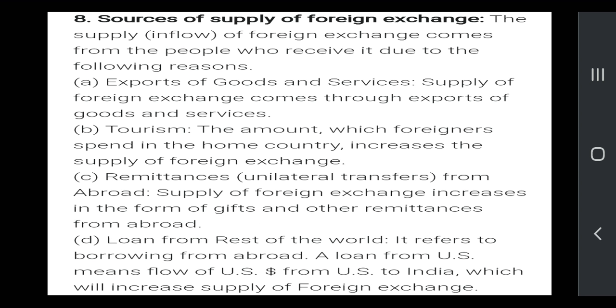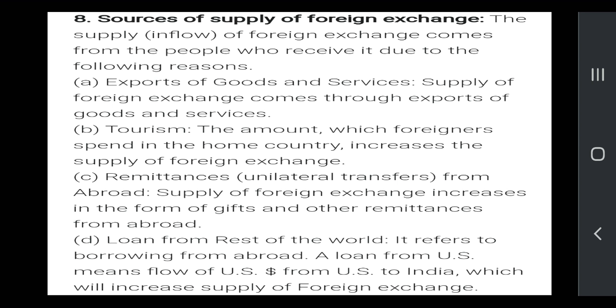So next is the sources of supply of foreign exchange. The supply of foreign exchange comes from the people who receive it due to the following reasons. Means there is an inflow of foreign exchange. In demand we studied the outflow of foreign exchange, but in supply we discuss that there is an inflow of foreign exchange. Exports of goods and services: supply of foreign exchange comes through exports of goods and services. Tourism: if people come to India from the USA, UK, Switzerland, Japan, Germany, then they will convert their currency into our domestic currency. So there will be a supply of foreign currency in our country. There is an inflow of foreign exchange.